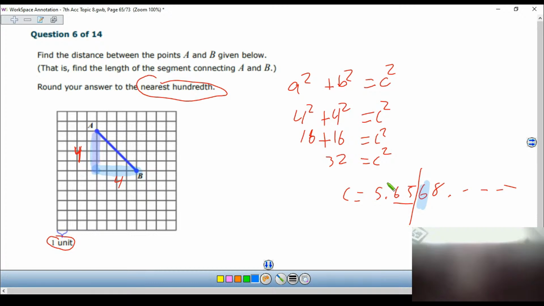All right. So remember the deal, right? If it's 5 or more, we raise the score. 4 or less, let it rest. Meaning we just get rid of it. Since that's a 5 or more, this 65 is going to become 66. So my answer will be 5.66. Okay? That all good?